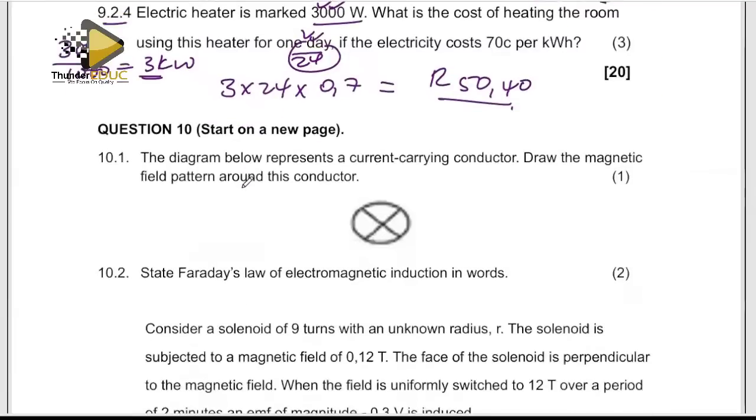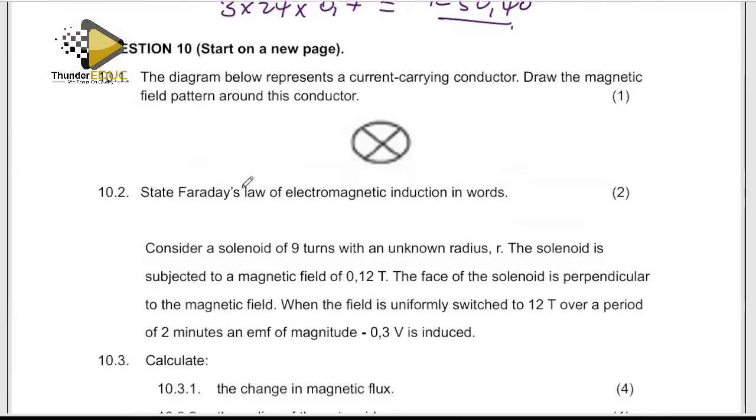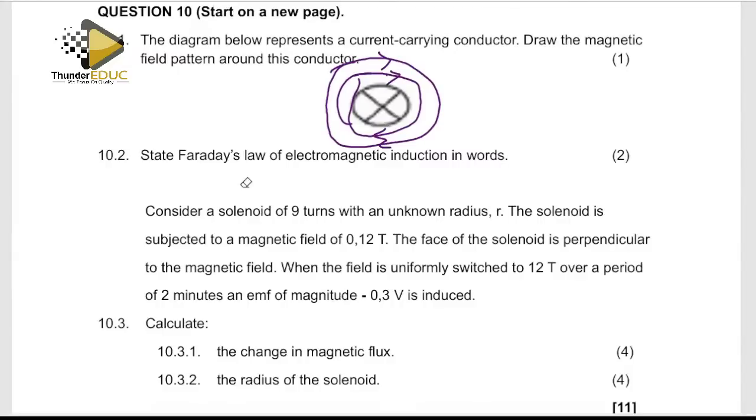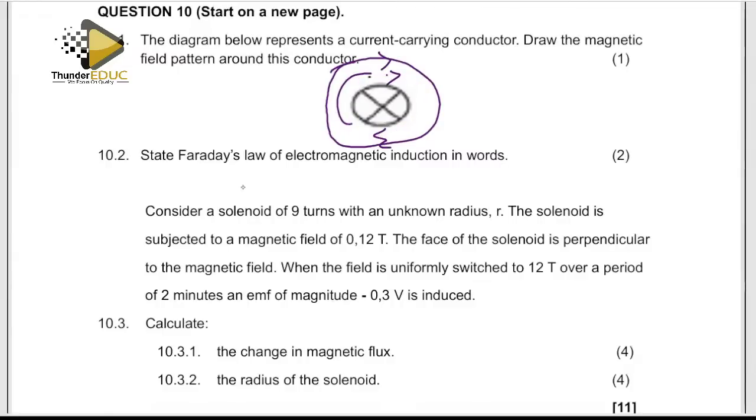Okay. Question number 10. The diagram below represents the current conductor. Draw the magnetic field pattern around this. So in this case, we're going to see the field lines or the pattern in this sort of direction. Just one or two is just enough, ne? So you're going to have something like this. Let's just put it in that sort of direction. Okay, so that's what we needed.